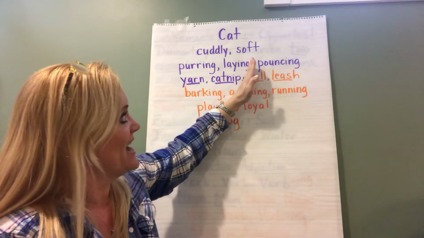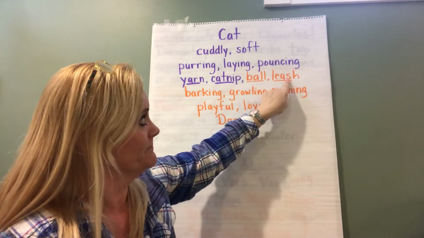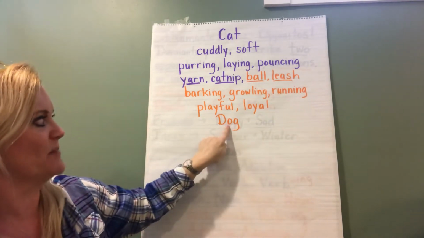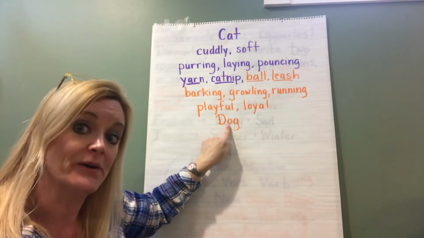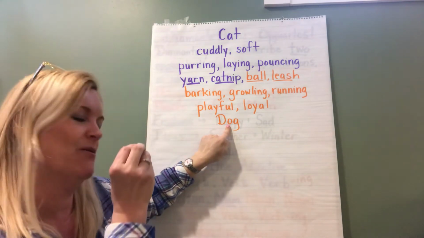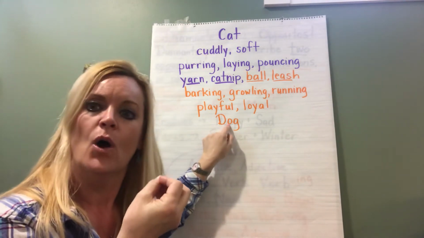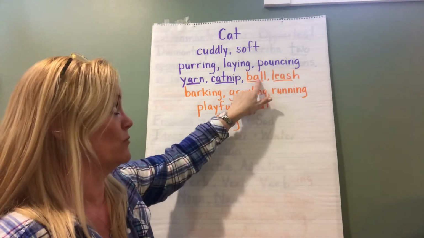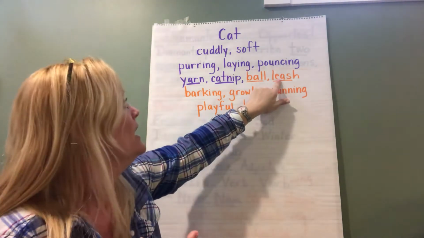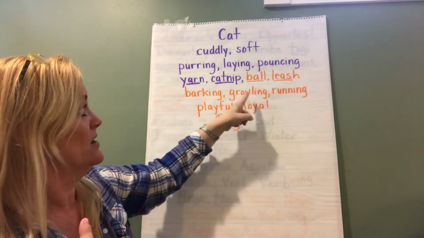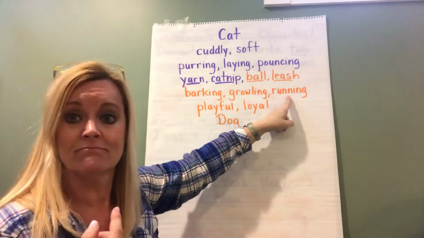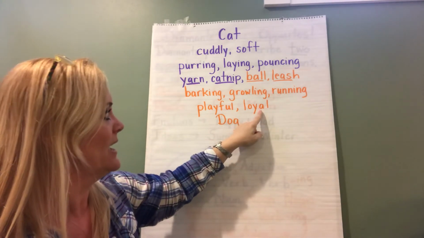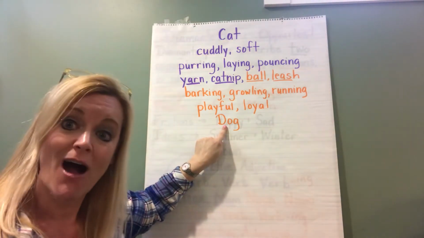Now, the second 2 words of this middle line, as you can see now, they're written in orange. These 2 words now, this is where your poem flip-flops, and this is now where you need to start talking about your word at the bottom. So now when I thought about a dog, I thought, what 2 things or objects do I think of when I think about a dog? And I wrote ball and leash. My 3 verbs, barking, growling, and running. My 2 adjectives are playful and loyal. And then my other opposite word is dog.